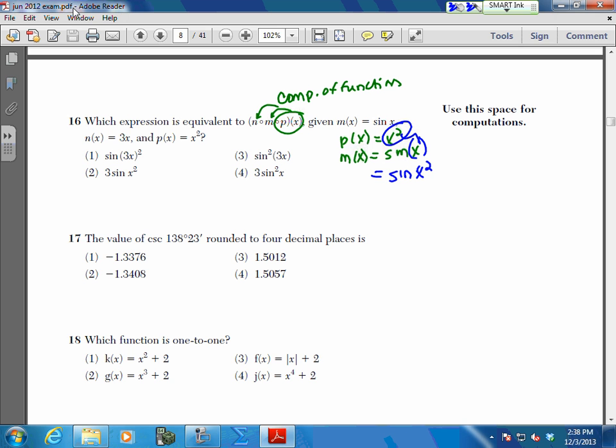Now, we're going to take that and roll that into n of x. You take this entire thing and you plug it in for this x. And there's your answer for your composition.